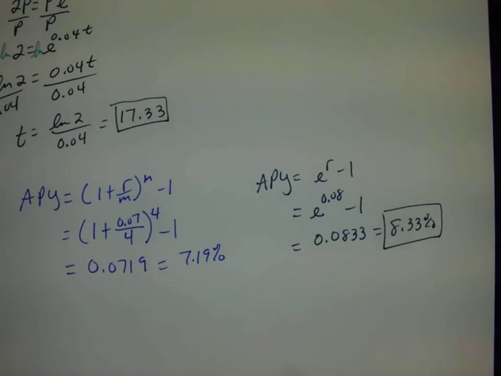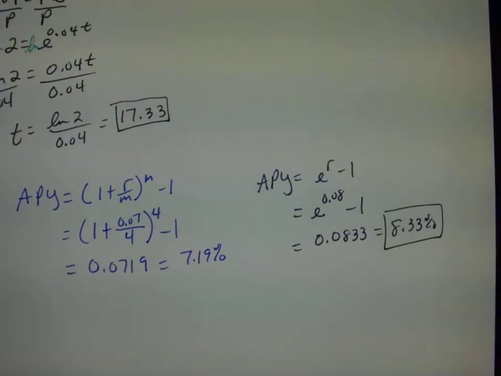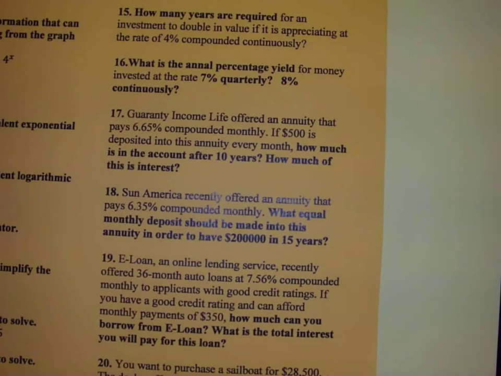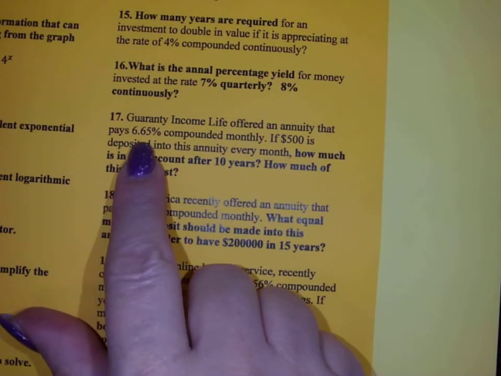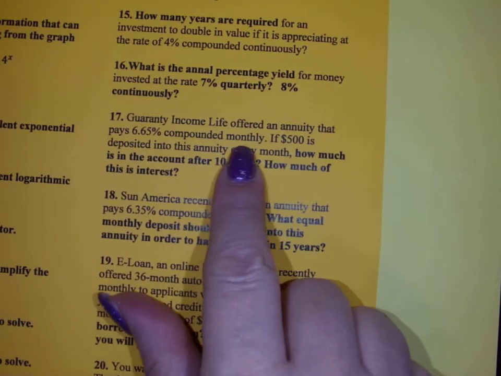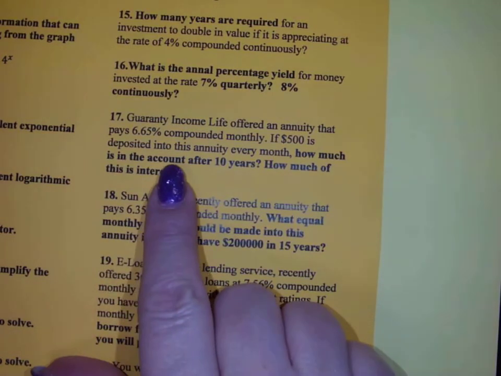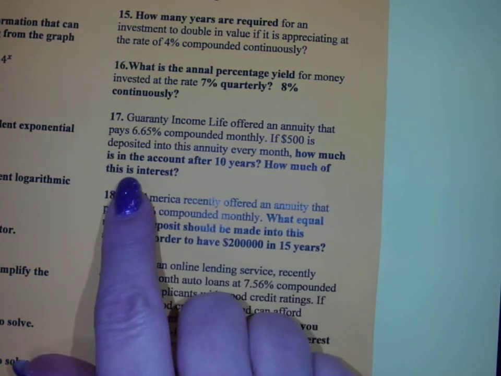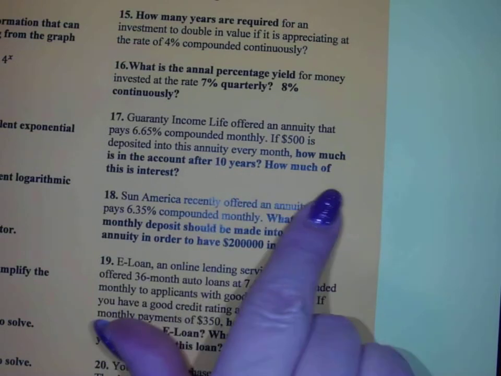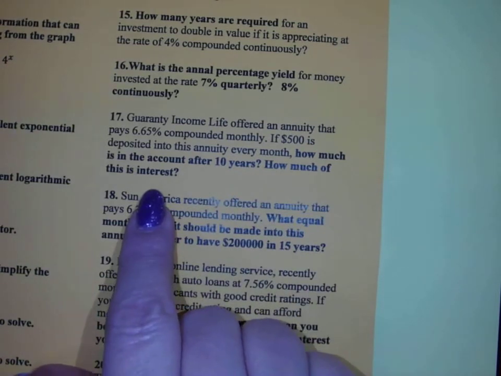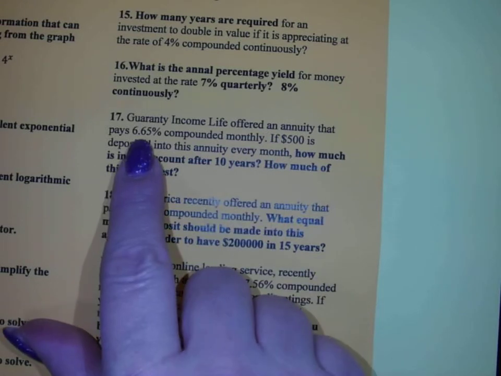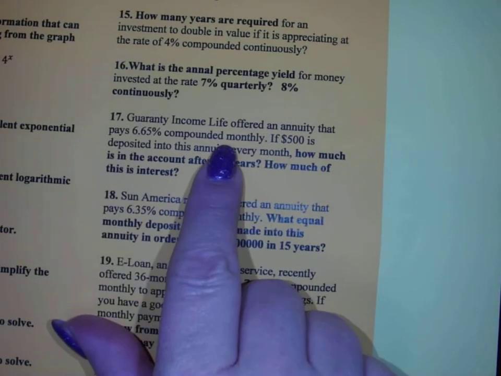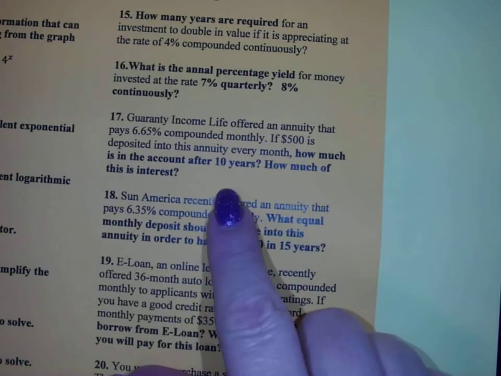All right, number 17. We are going to look at another problem here. Guarantee Income Life offered an annuity that pays 6.65% compounded monthly. If $500 is deposited into the annuity every month, how much is in the account after 10 years? How much of this is interest? So we are looking at an annuity. It pays 6.65% compounded monthly, $500 deposited in the account every month.